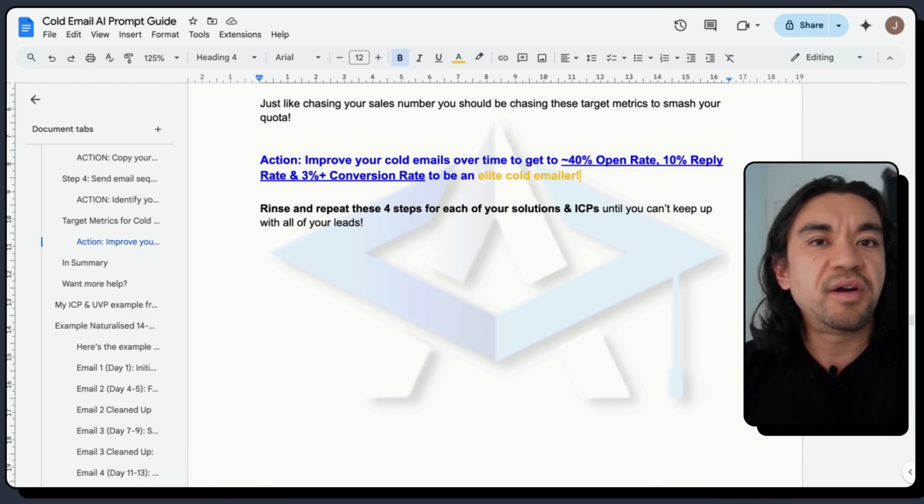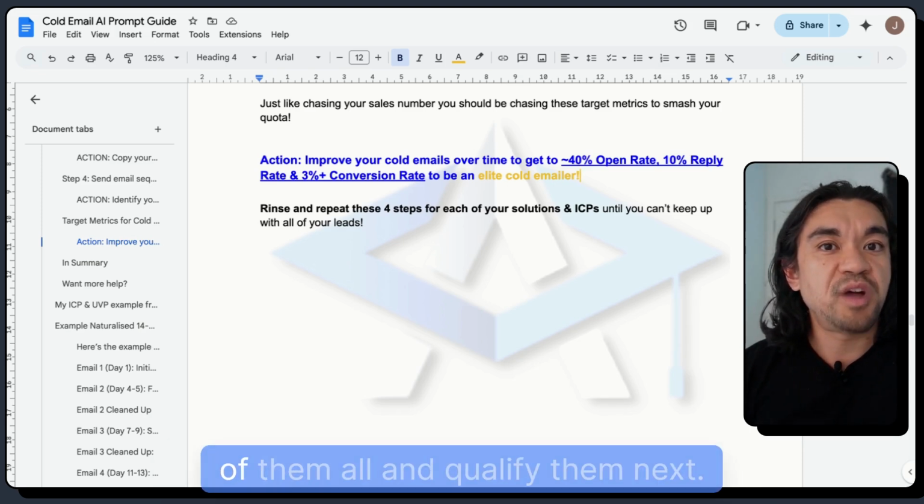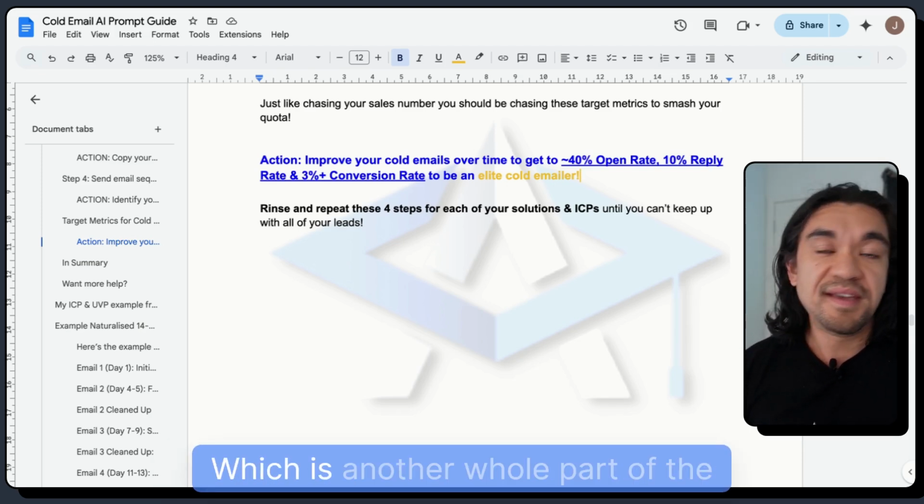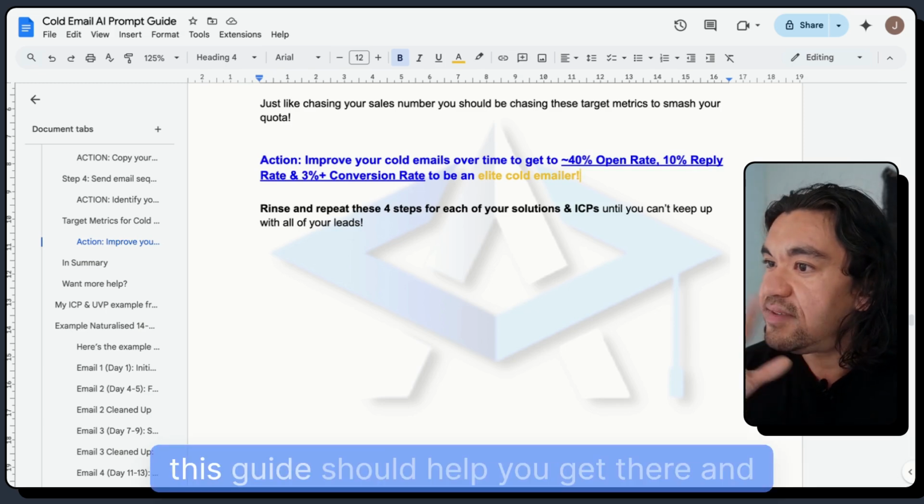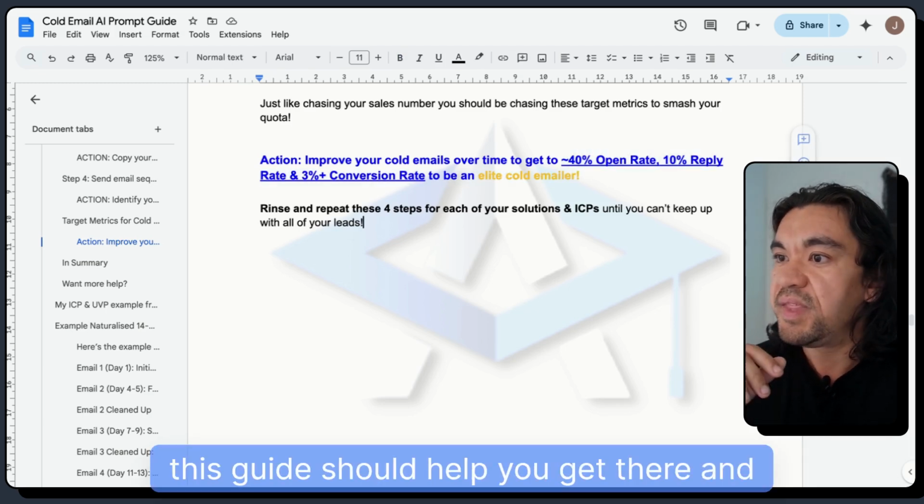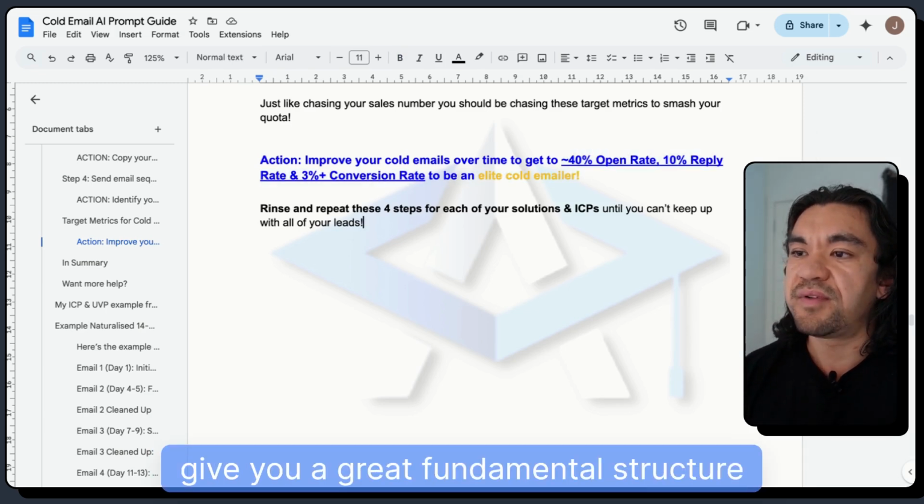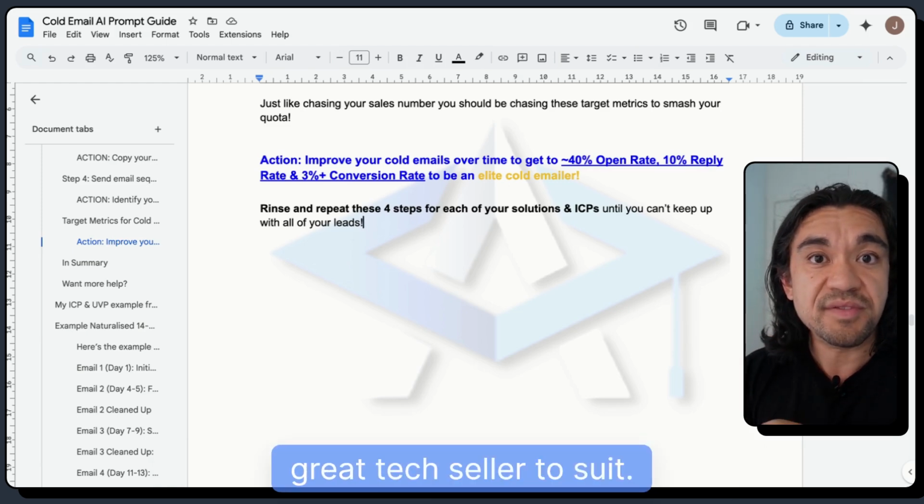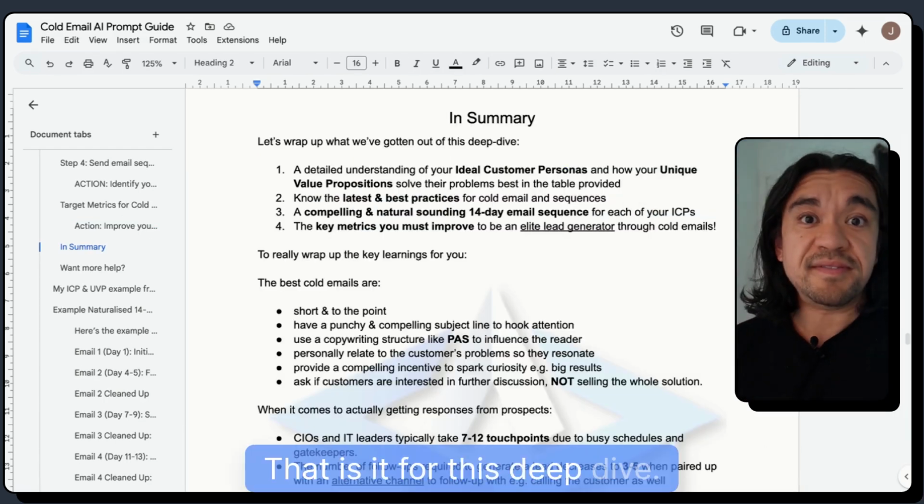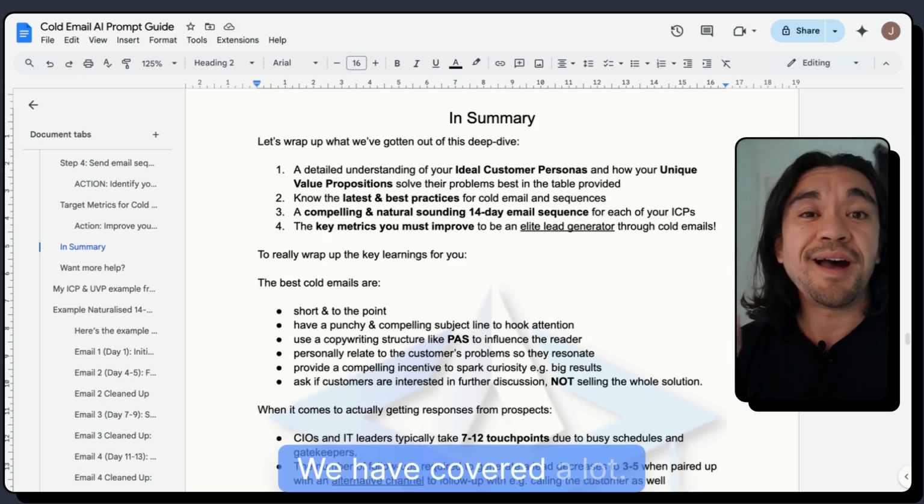They're just falling over, mate. You gotta make sure that you're on top of them all and qualify them next, which is another whole part of the journey itself. But ideally, this guide should help you get there and give you a great fundamental structure to be a fantastic cold emailer and a great tech seller to suit. That is it for this deep dive. Whew, we have covered a lot.